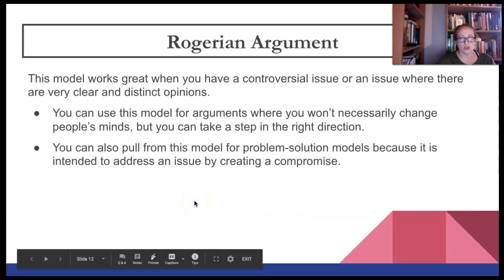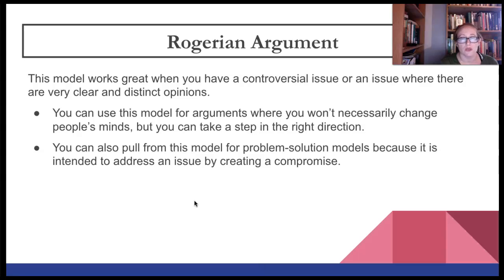Last one is the Rogerian argument. This model is really great for controversial issues, or issues where there are very distinct solutions. It can also work really well for problem solution models, because they're very similar. So you can sometimes use this model for arguments where, when I say it's controversial, usually the thing that's going to happen is you're probably not going to change the reader's mind in a couple of pages. But you could take a step in the right direction.